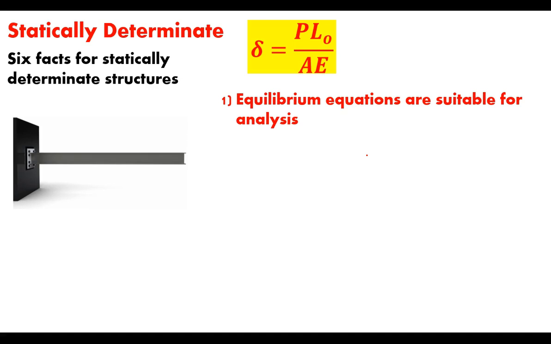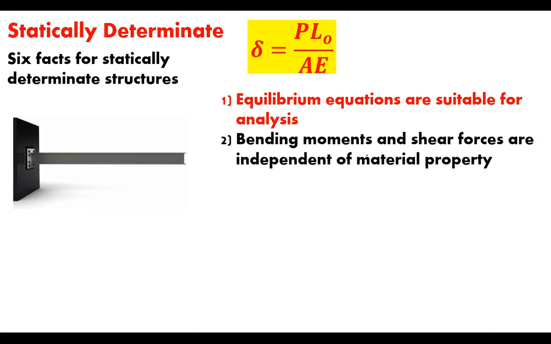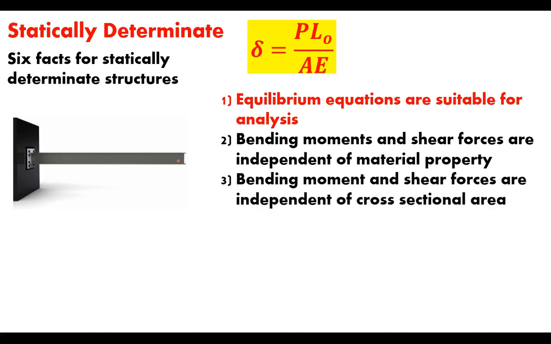Now, 2 of these don't have much to do with axial loading, but they still apply to statically determinate structures. One is that bending moments and shear forces are independent of the material property. Regardless of whether it's aluminum, cast iron, steel, stainless steel, or copper, you can find any information you need as far as bending moments and shearing forces without having to know what that material is. Same goes for cross-sectional area. Bending moments, not axial loads, are totally independent of the cross-sectional area. But these are 2 facts about statically determinate structures that have nothing to do with axial loading. That's bending moments and shearing forces.